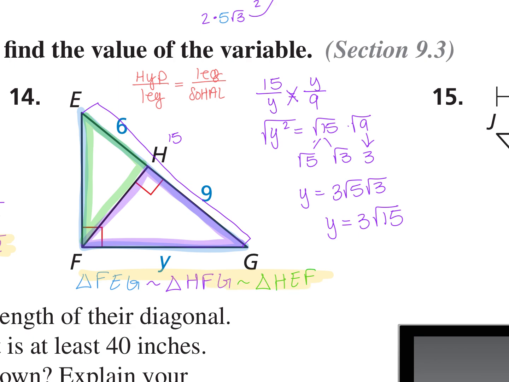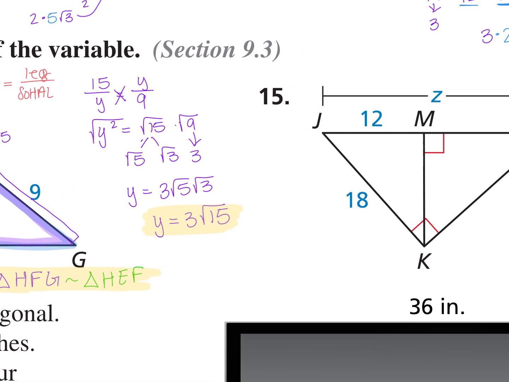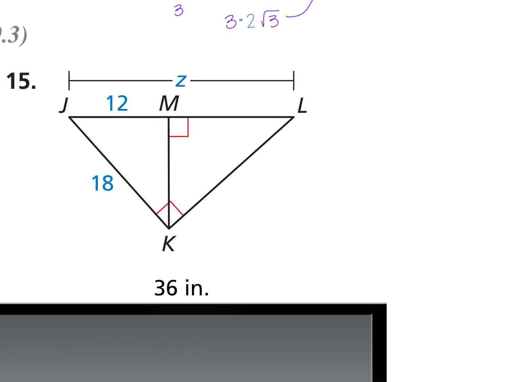Okay, so again, you have your similar triangles. You identified your similar triangles, and you solve for the variable. All right, looking at the next one, 15. Going ahead and finding those similar triangles.